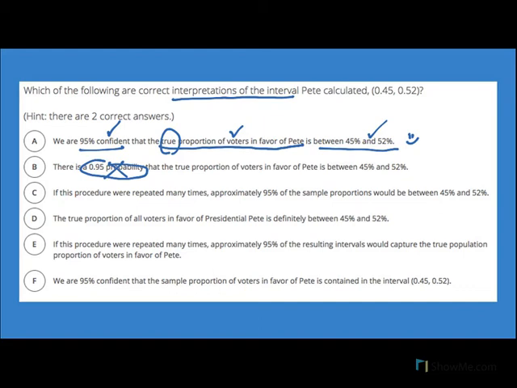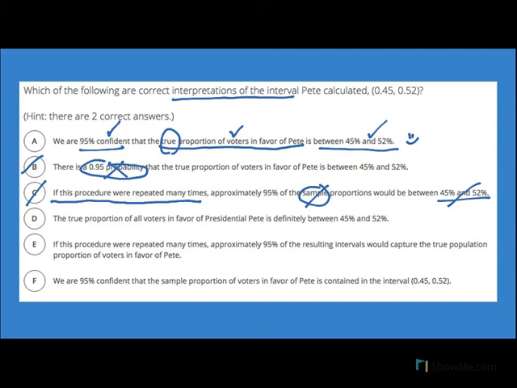Part C says if we were to repeat this procedure many times, 95% of the sample proportions would be between 45 and 52. So a few things here. If this procedure were repeated many times, seems to be going for an interpretation of the confidence level, explaining what the confidence level means. The problem is that they mention sample proportions, which are not what we are interpreting. Any of these interpretations should always be talking about the population. And then it mentions a specific interval. When we're trying to interpret the level, we shouldn't mention a specific interval. We should always give a more generic interpretation.